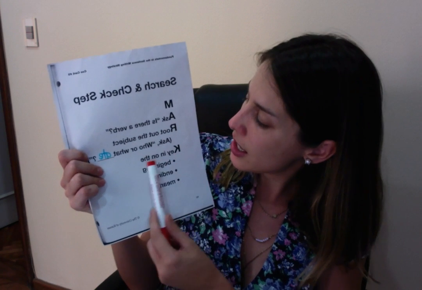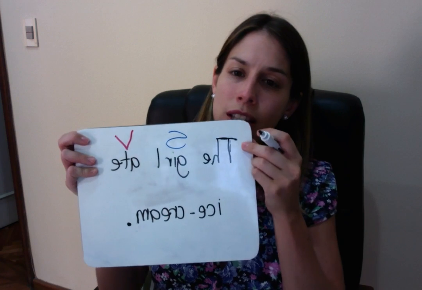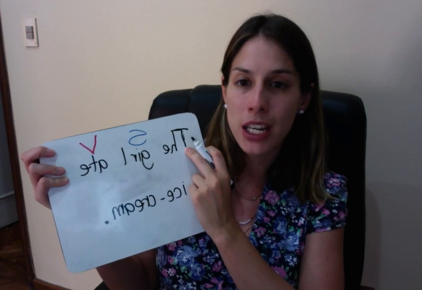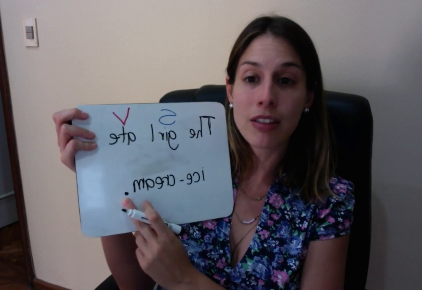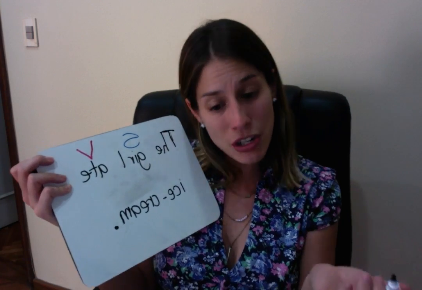Now, the last step of our search and check step is key in on the beginning, the ending, and the meaning. Now, what do you think that stands for? Good, it stands for the beginning, that it should have a capital. Ending, it should have a punctuation mark. And meaning, that our sentence has to make meaning, right? So what I will do is I'm going to look at our sentence again, and I will check for these things. Now, does our sentence start with a capital? Yes, it starts with a capital right here. Does it have an end punctuation? Yes, it has a period right here. Does it make sense? The girl ate ice cream. Yes, it actually does make sense.